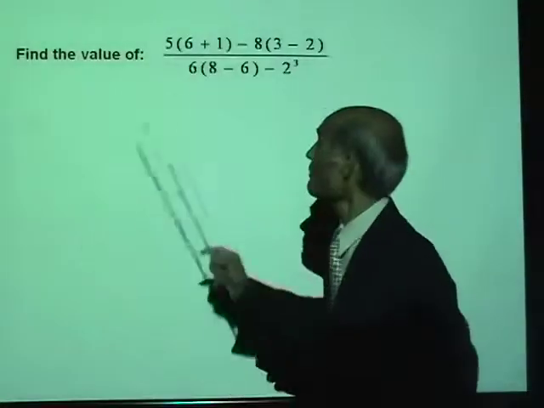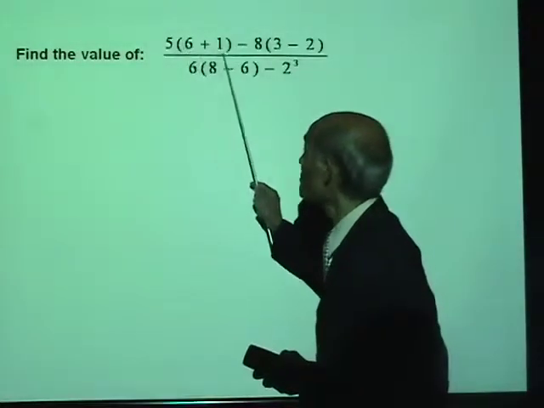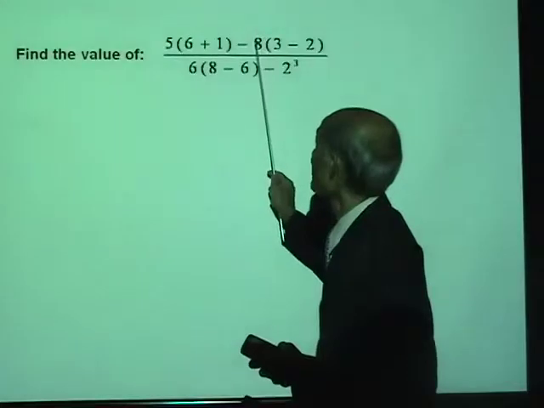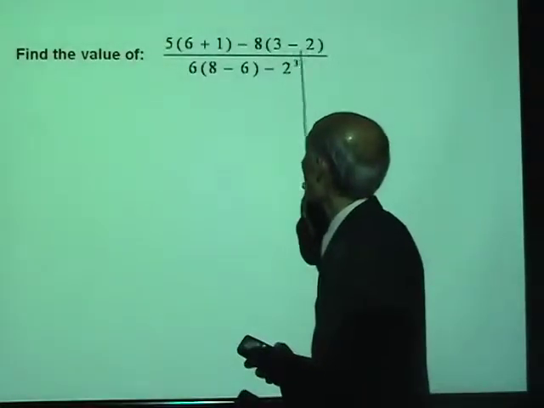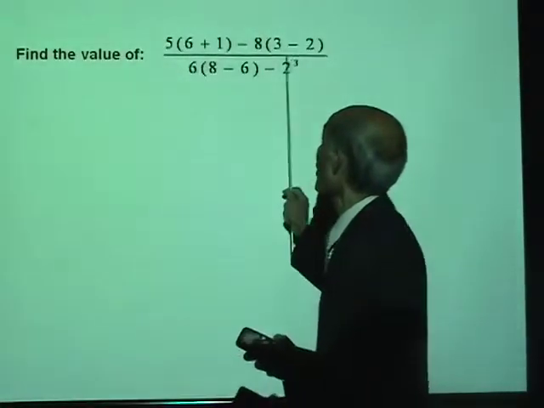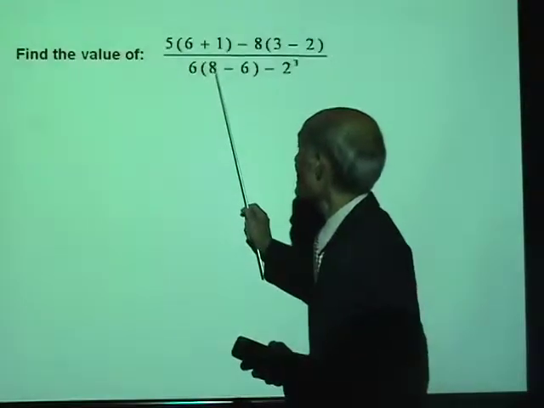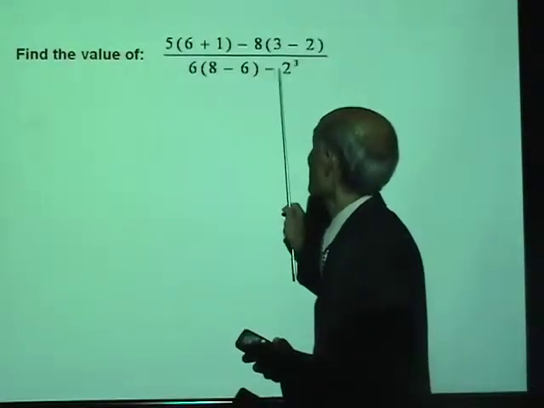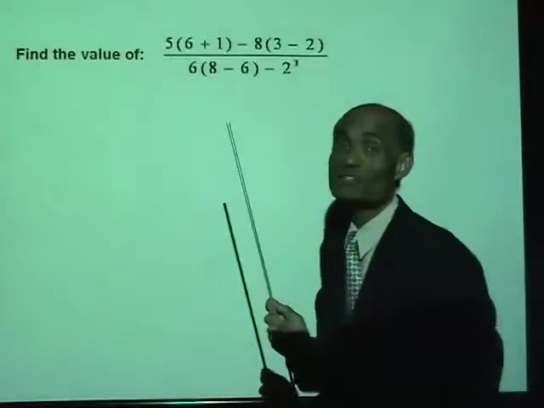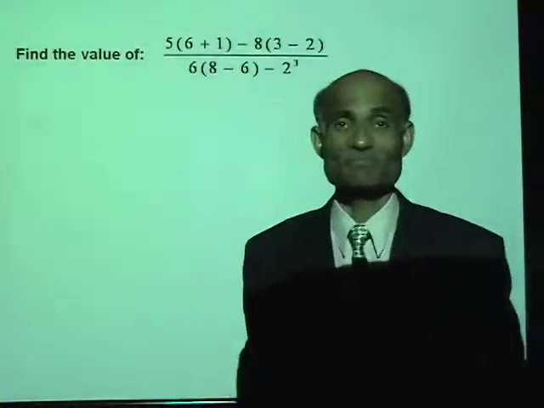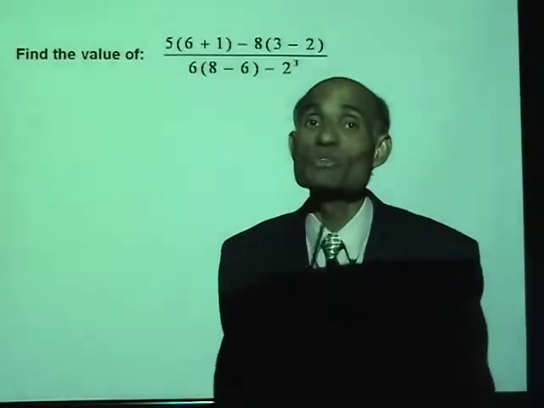Find the value of 5 times 6 plus 1 minus 8 times 3 minus 2 all over 6 times 8 minus 6 minus 2 raised to the power of 3. What will you do first?